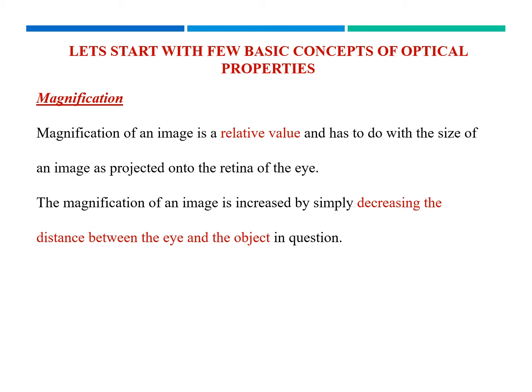So anything that can be viewed in a larger aspect is what magnification is, and to see in a better way, we tend to bring the object closer to the eye, which means the distance between the eye and the object is reduced.